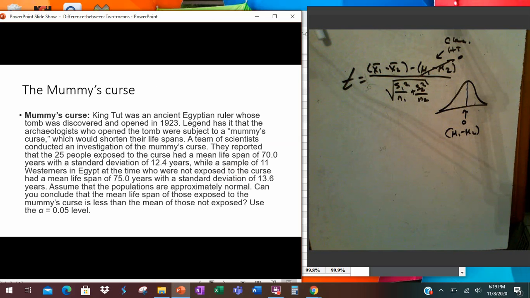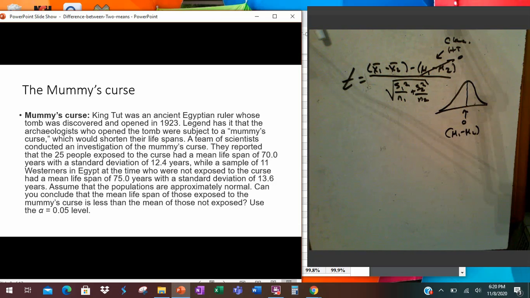So the mummy's curse. King Tut was an ancient Egyptian ruler. I'm sure you all have heard of King Tut, whose tomb was discovered and opened in 1923. Legend has it that the archaeologists who opened the tomb were subject to a mummy's curse, which would shorten their lifespans. A team of scientists conducted an investigation of the mummy's curse. They reported that the 25 people exposed to the curse had a mean lifespan of 70 years, with a standard deviation of 12.4, while a sample of 11 Westerners in Egypt at the time who were not exposed to the curse had a mean lifespan of 75 years, with a standard deviation of 13.6.